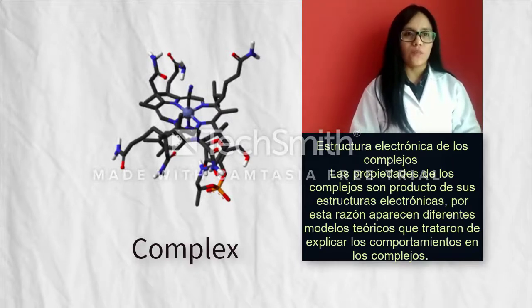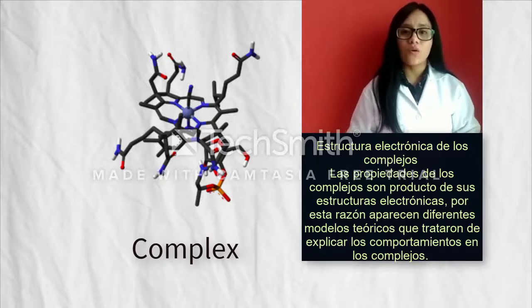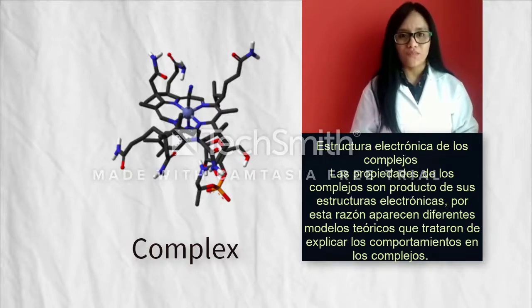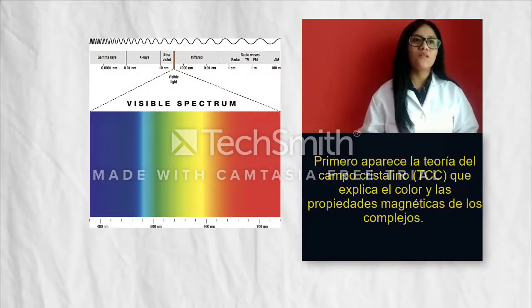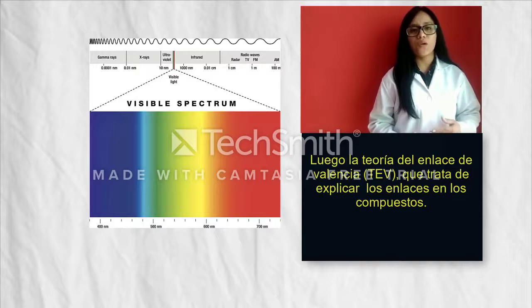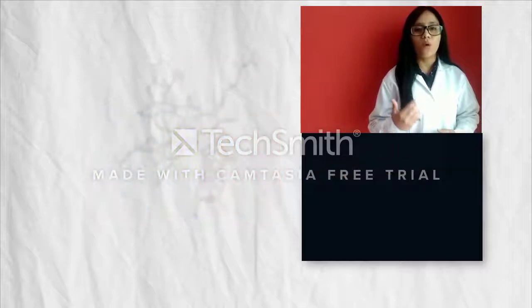Electronic structure of the complexes. The properties of the complexes are a product of their electronic structure. For this reason, different theoretical models appear to try to explain the behavior of the complexes. First appears the crystal field theory, which explains the color and the magnetic properties of the complexes. Then, the valence bond theory, which tries to explain the bonds in the compounds. And finally, the molecular orbital theory is a consequence of the valence bond theory.